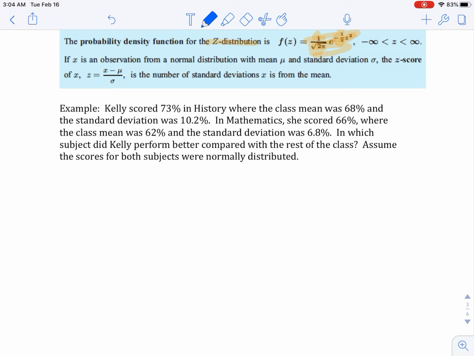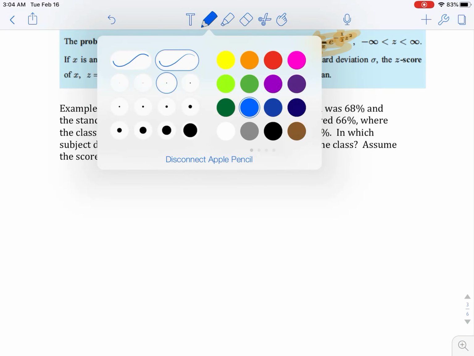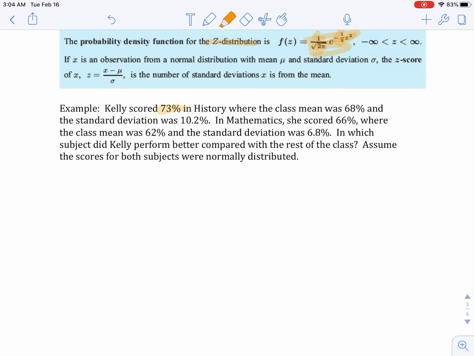So notice that in both classes, she scored above the mean. In history, she scored 73, and the class mean was 68. Math, 66%, mean was 62. Standard deviations are different, though. And then the question asks, in what subject did she perform better compared with the rest of the class? We're going to assume that both subjects were normally distributed.